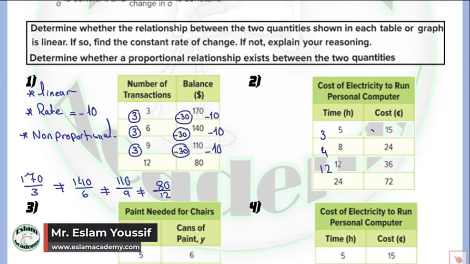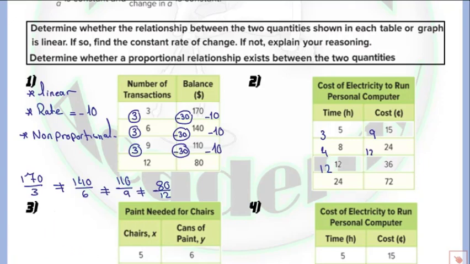24 minus 15 equals 9. 36 minus 24 equals 12. 72 minus 36 equals 36. Now we need to find the rate of change. As we said before, the rate of change is the change of y over the change of x. Don't divide x by y. Just divide the change of y over the change of x.